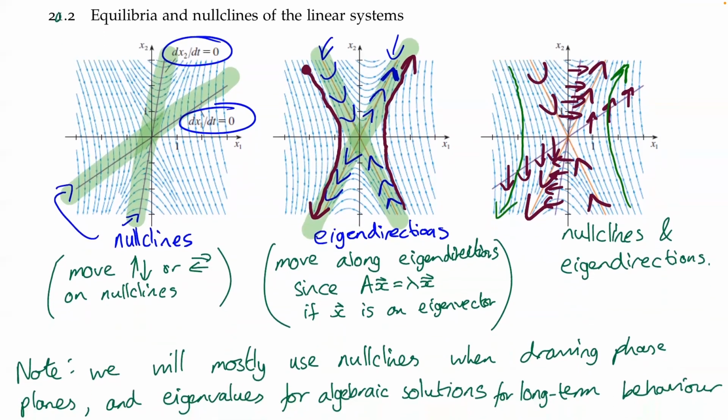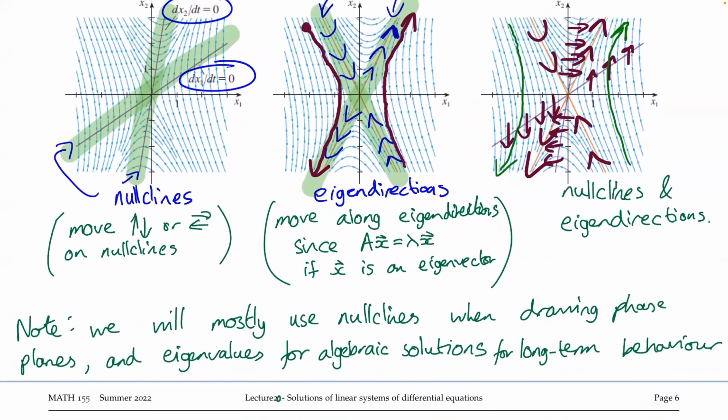Okay, so we can think about null lines, we can think about eigendirections. In general, I'm going to focus on getting you to think about finding eigenvalues when we're looking for algebraic solutions, and drawing null lines and direction fields when we're doing graphical solutions. There's nothing to stop you doing eigendirections if you would prefer to do that, but I'm going to focus on null lines for that aspect and eigenvalues for the algebraic aspect.